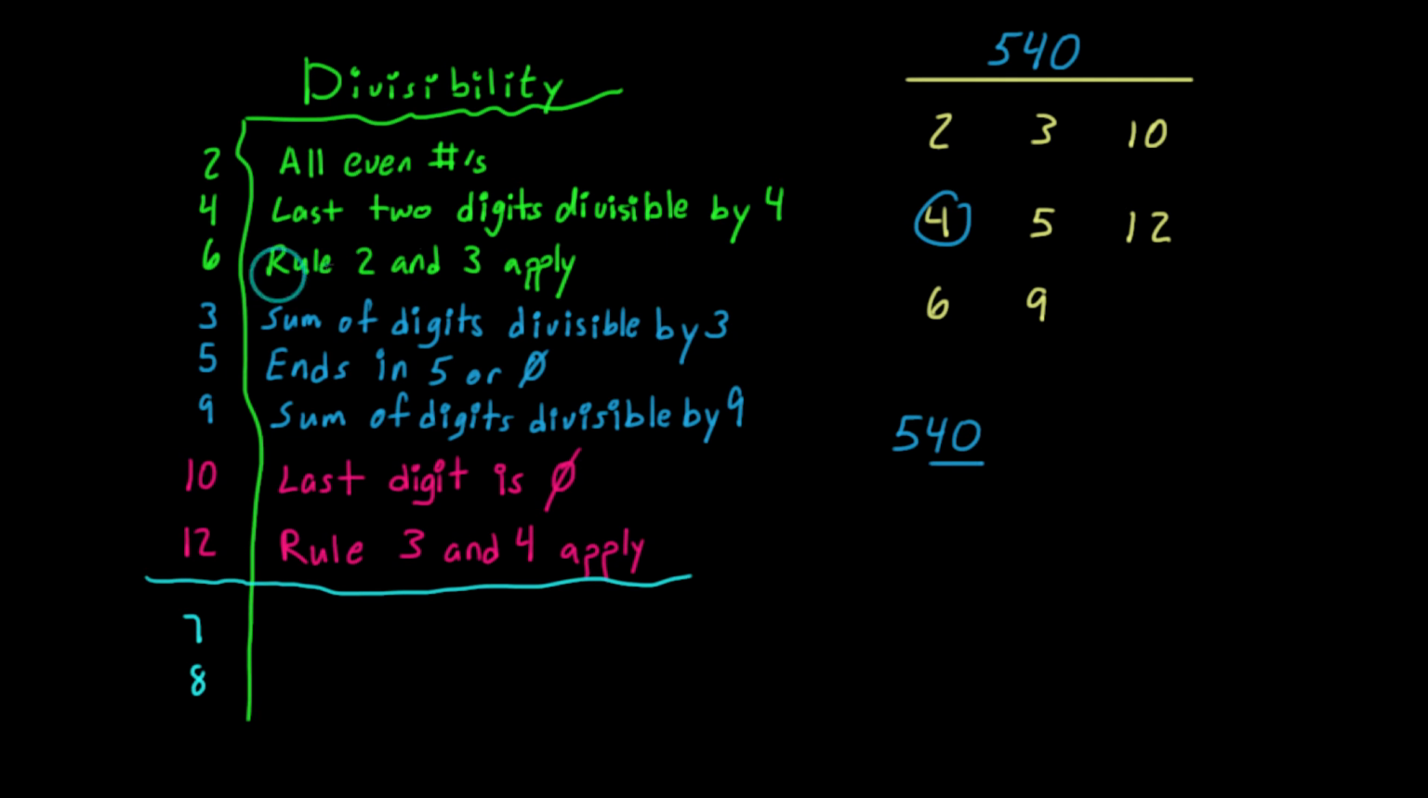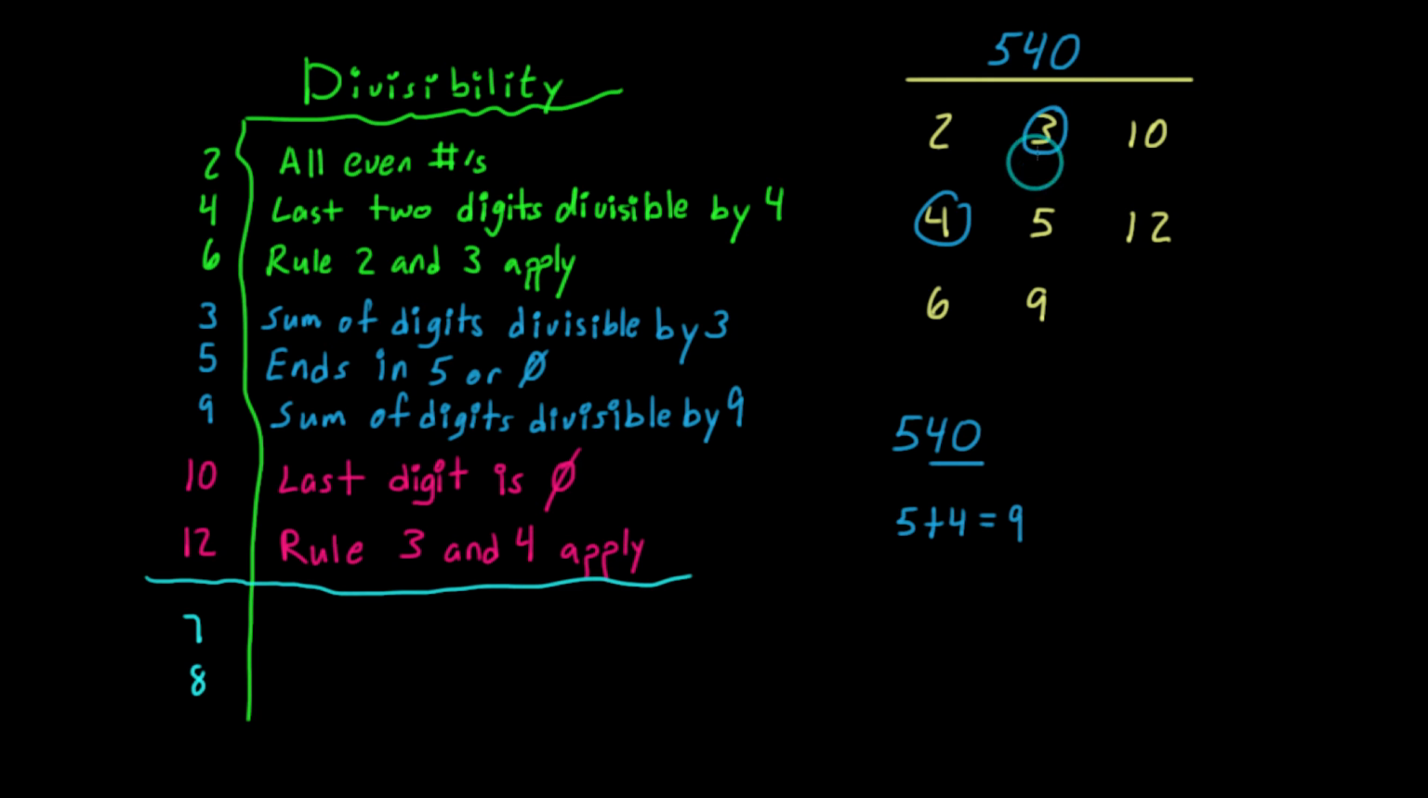The rule of 3 says that the sum of the digits is divisible by 3, so I'm going to add 5 plus 4 plus 0. So 5 plus 4 is equal to 9. 9 is divisible by 3, so 540 is divisible by 3.